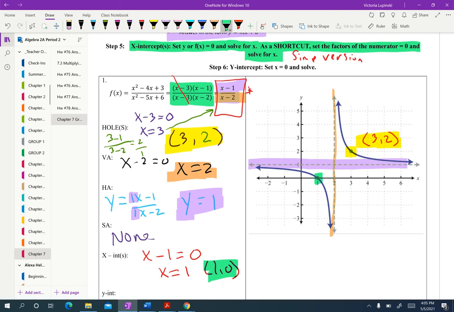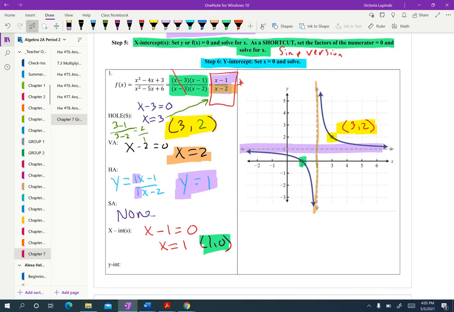And last but not least, we're going to go ahead and talk about the y-intercept, which is the easiest one. Set x equal to 0 and solve. Again, use the simplified version. So if you go ahead and find the y-intercept, you're going to get (0, something). If you look at the simplified version, you're going to get 0 minus 1 over 0 minus 2. That's going to give you a negative 1 divided by a negative 2, also known as 1/2. And hopefully you would agree that positive 1/2 as your y-intercept looks to make sense.